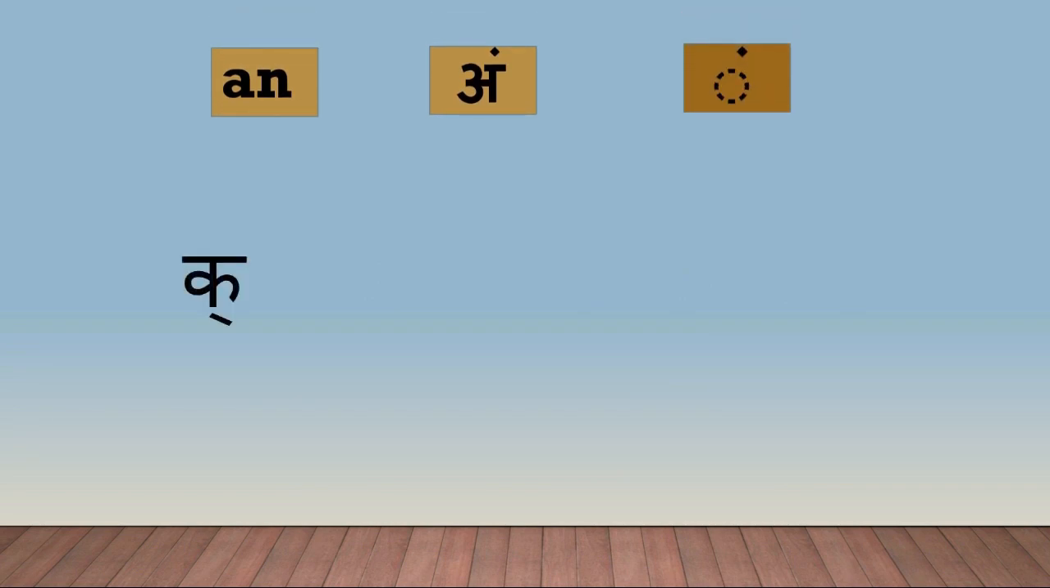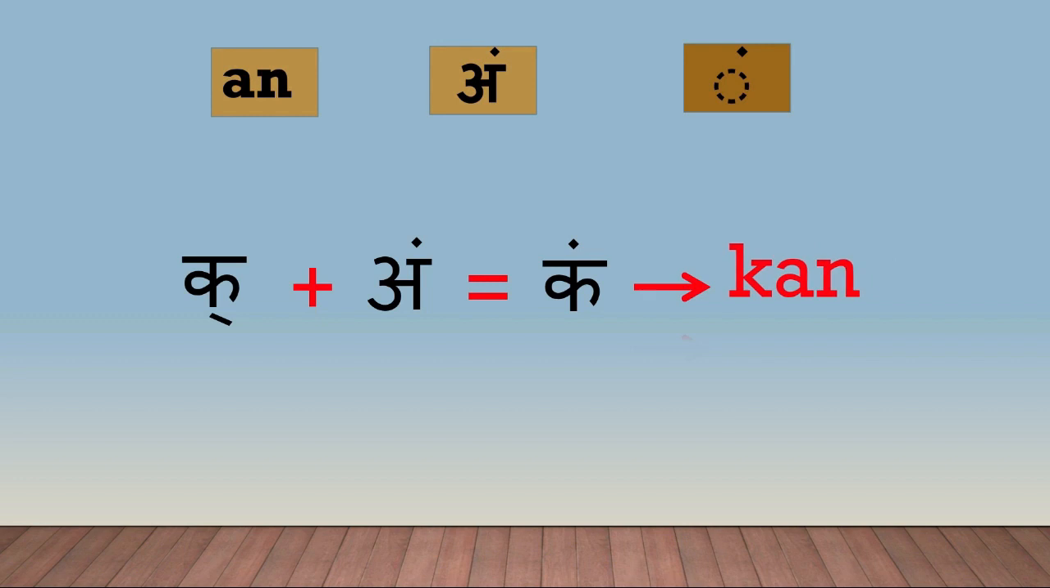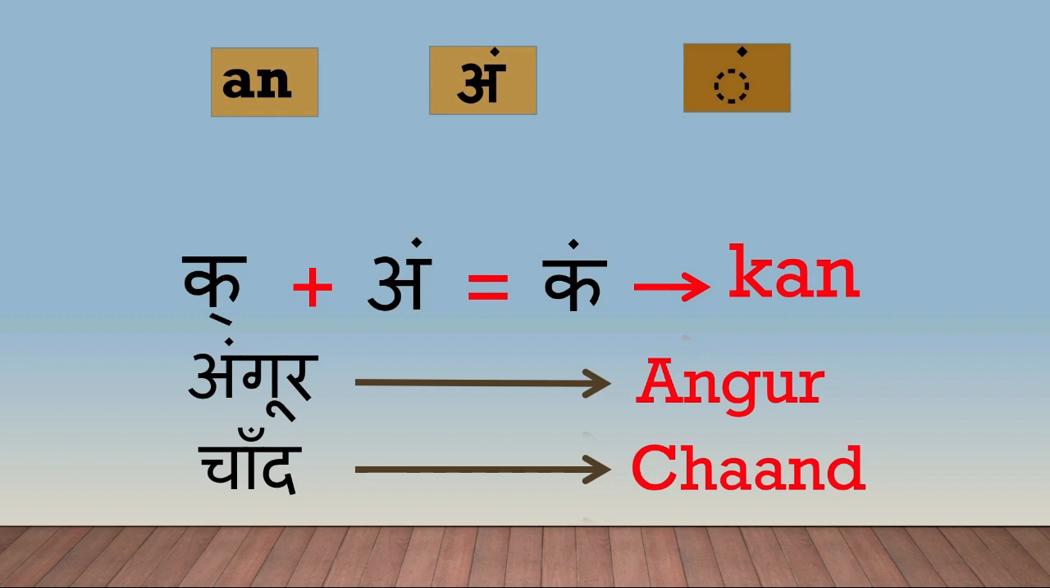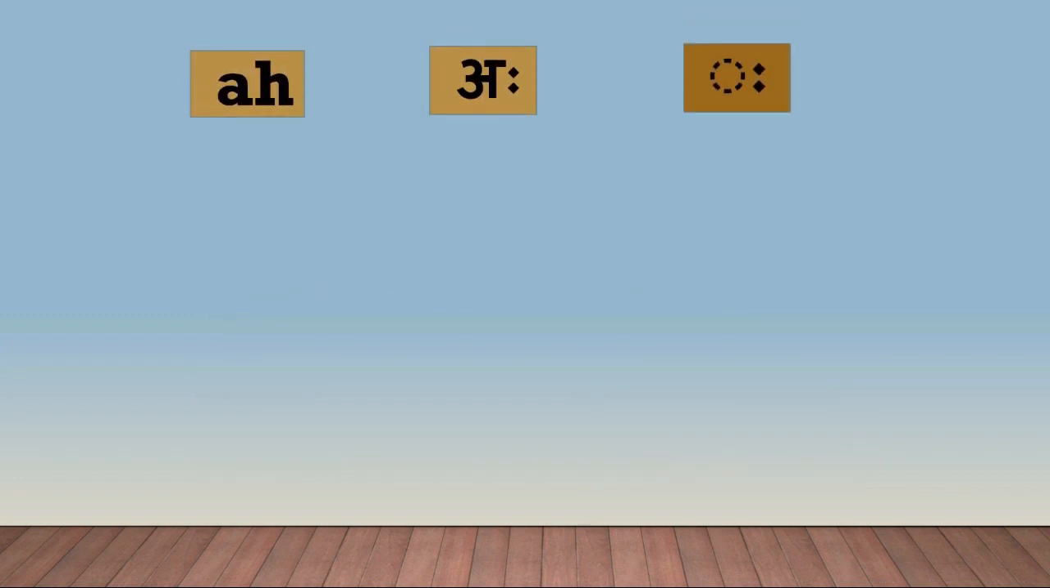Next sound is an with the sign of an ki matra. See, ka plus an, it gives the sound of kan. In English, it's kan. As a word we pronounce as angur. In English, angur. Next, chand. In English, chand.